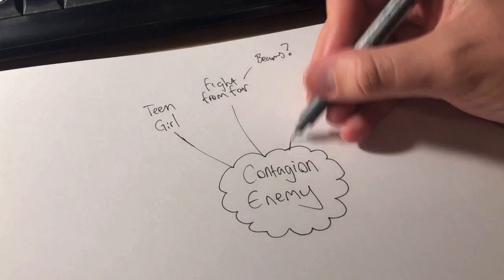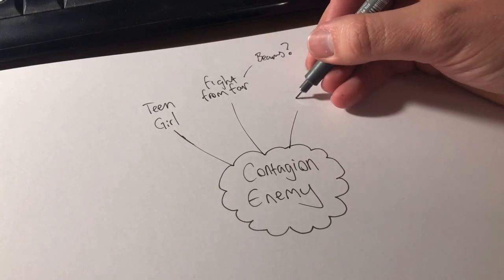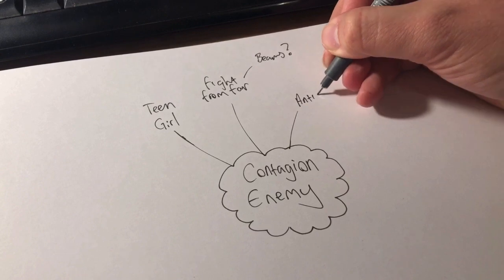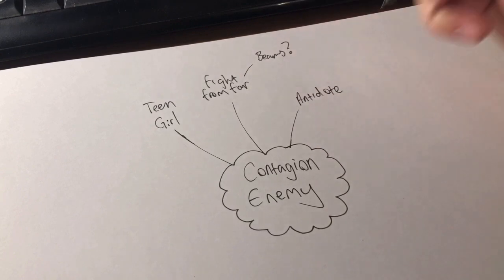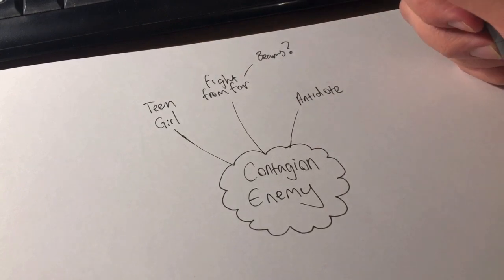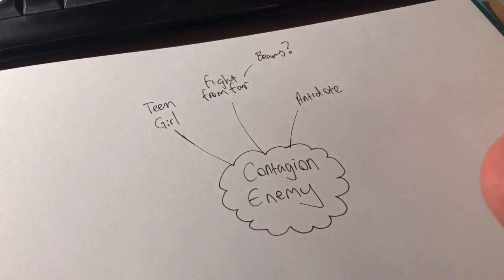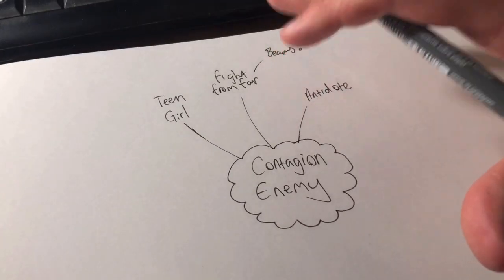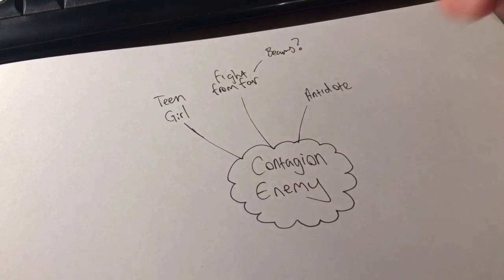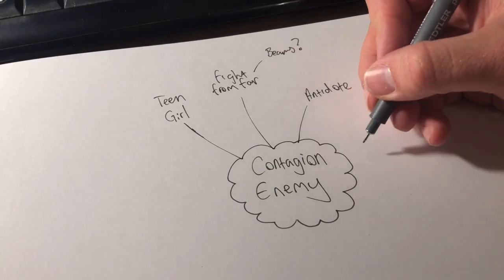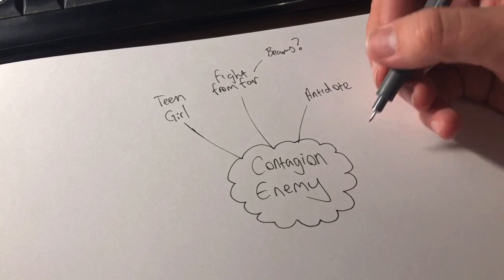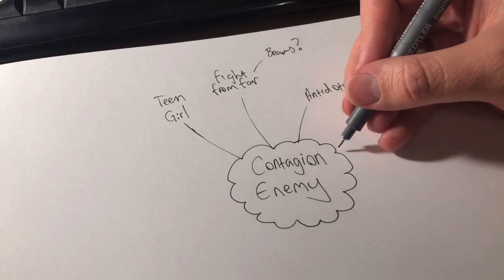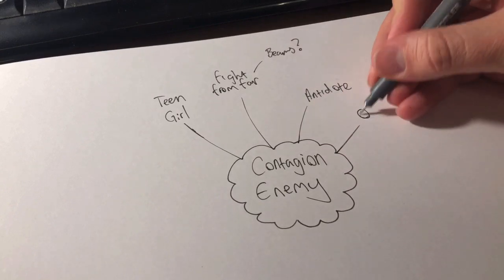Let's see. Someone who can provide an antidote to someone like Contagion. I haven't planned any of this out, by the way, the hero that is. So it'll be a brand new character that I haven't thought of yet. Teen girl, fight from far, antidote. Has to be someone quick as well if they want to get away.